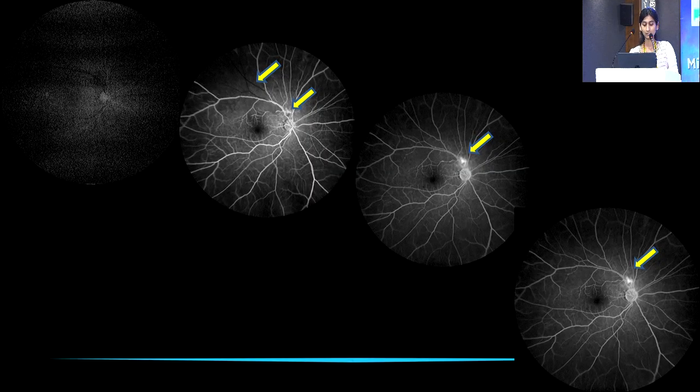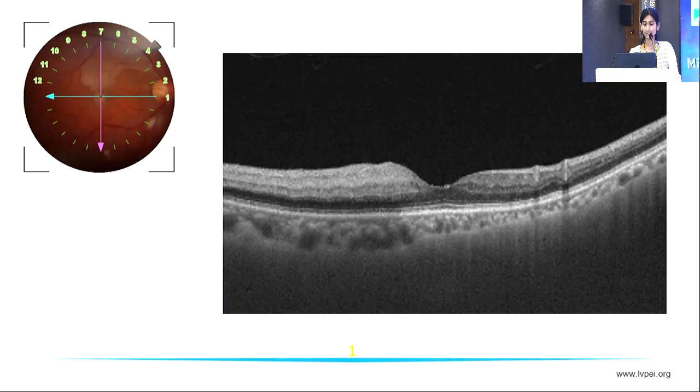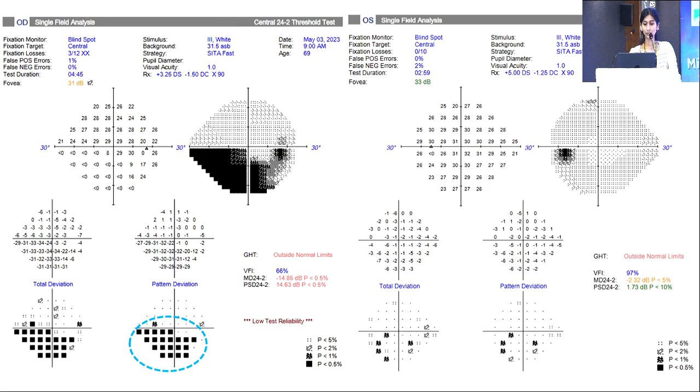On FFA, as we can see, there is delayed arterial filling in the superotemporal side, and there is also a hyperfluorescent lesion superior to the disc, which is increasing in size and intensity, suggestive of leakage, while the left eye FFA was normal. In the vertical line scan OCT of the right eye, we can see that there is increased retinal thickening, and also increased choroidal thickness. While in the left eye vertical and horizontal scan, the OCT finding was normal. And in the hemi visual field test of 24-2, there is presence of inferior visual field loss, while the left eye hemi visual field was normal.